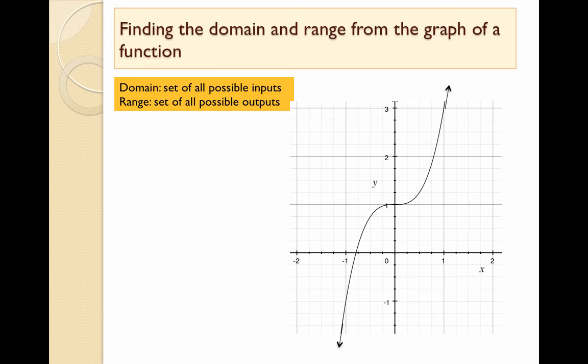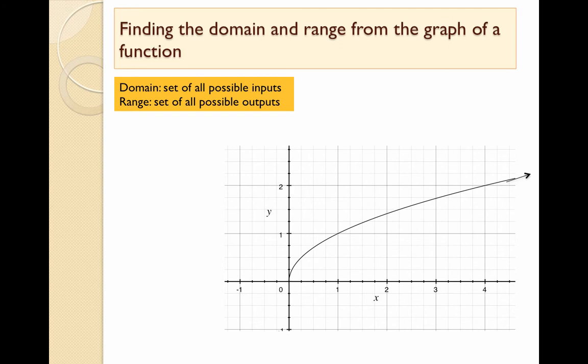Let's look at another example. Again, we look at the domain. What are all the possible x coordinates that we could have? Well, we're going to extend to the left and to the right infinitely, so our domain is going to be all real numbers. And our range, well, our graph extends up and down forever. So our range is also going to be all real numbers.